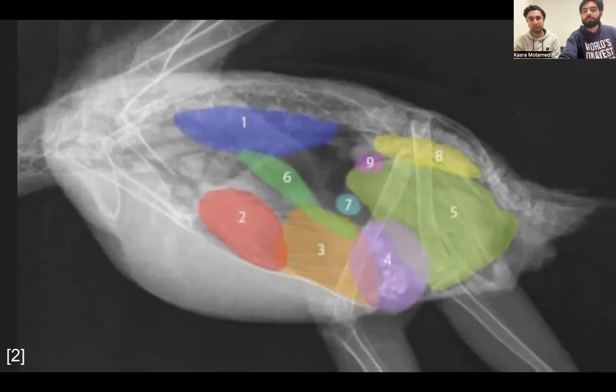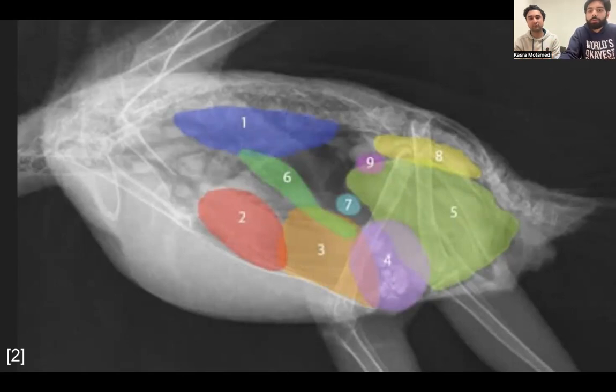This is a highlighted representation of some of the major organs. Unfortunately, they aren't listed in order of occurrence, especially in the digestive organs, but we'll work with what we've got. So number one, we've got the lungs, 2, the heart, 3, the liver, 4, the ventriculus, otherwise known as the gizzard, which is mainly responsible for mechanical digestion of food.